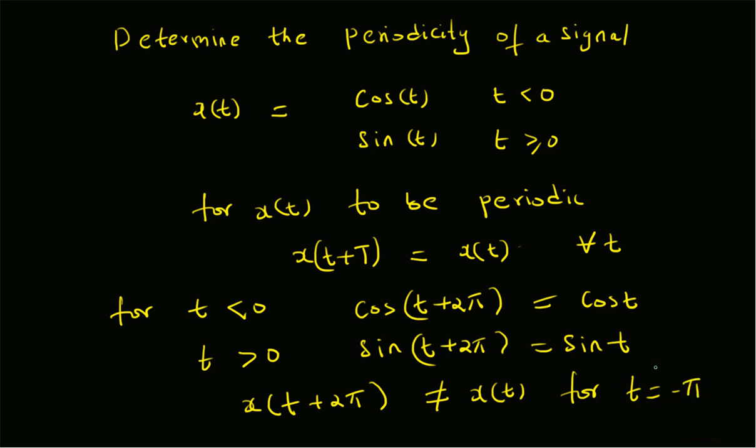Because from the definition, we can clearly see that at t equal to minus pi, x of minus pi falls in this interval. So it will be cos of minus pi. That is, for t equal to minus pi, x of minus pi is equal to cos of minus pi, that is cos of pi, which is basically minus 1.